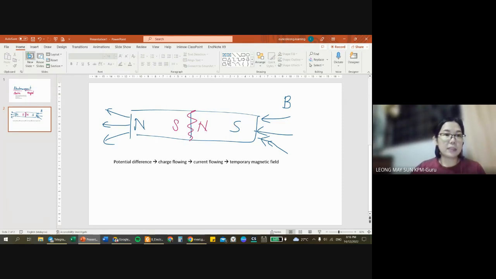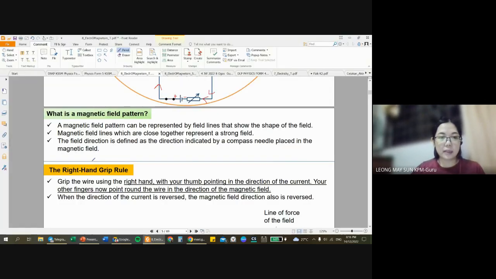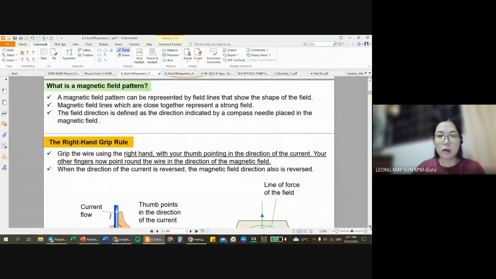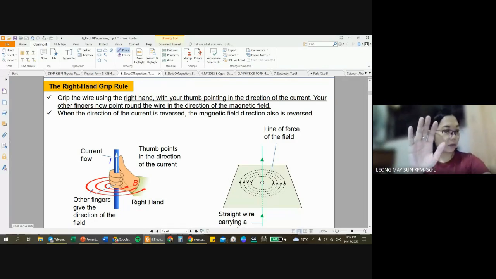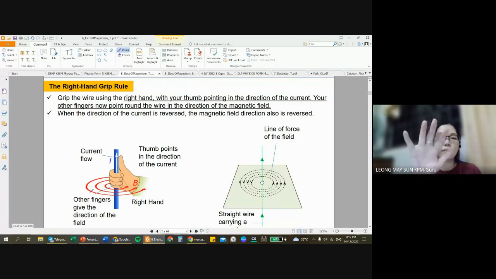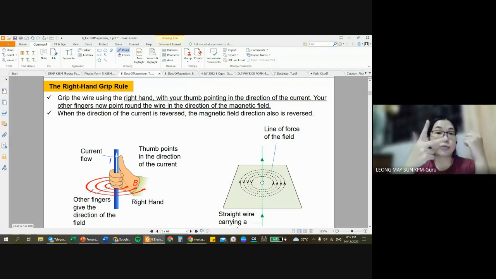In terms of what we're going to look at, it is the right hand grip rule, which is refreshing your memory from Form 3. For the right hand grip rule, we are using our right hand over here. I'm not quite sure if you can see my hand properly or not. In this whole chapter, we need to use three hand rules. We have the right hand grip rule, that's the first one.